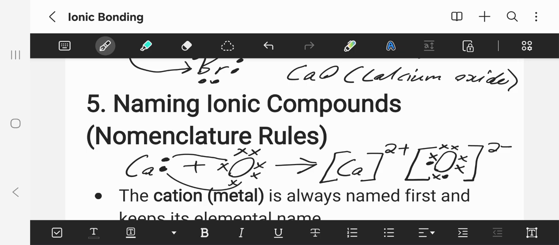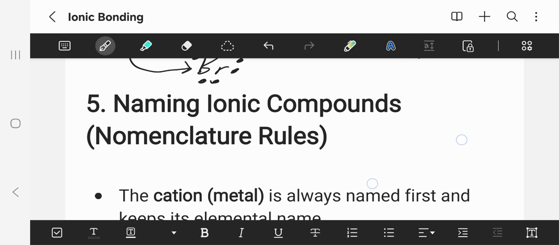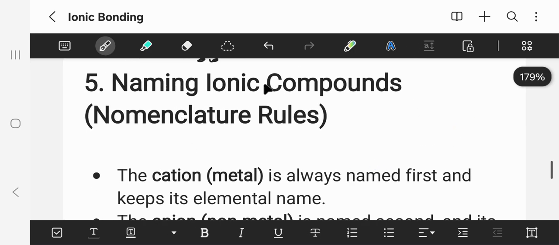Okay. Now, another thing that we need to look at is this one here. I think you have copied this one down, so I can remove it. If not, just copy it, guys. So now this brings me to another part of our lesson, naming ionic compounds. They say it is the nomenclature rules, how to name.